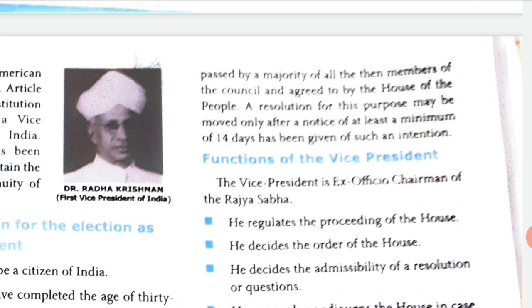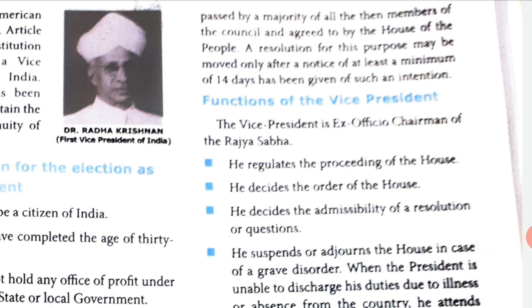Functions of the Vice President. The Vice President is ex officio Chairman of the Rajya Sabha. He regulates the proceedings of the House. So he is the person who gives orders for the House to proceed. He decides the order of the House, in the sense of Rajya Sabha and Lok Sabha, how it has to go about, what order has to be followed.